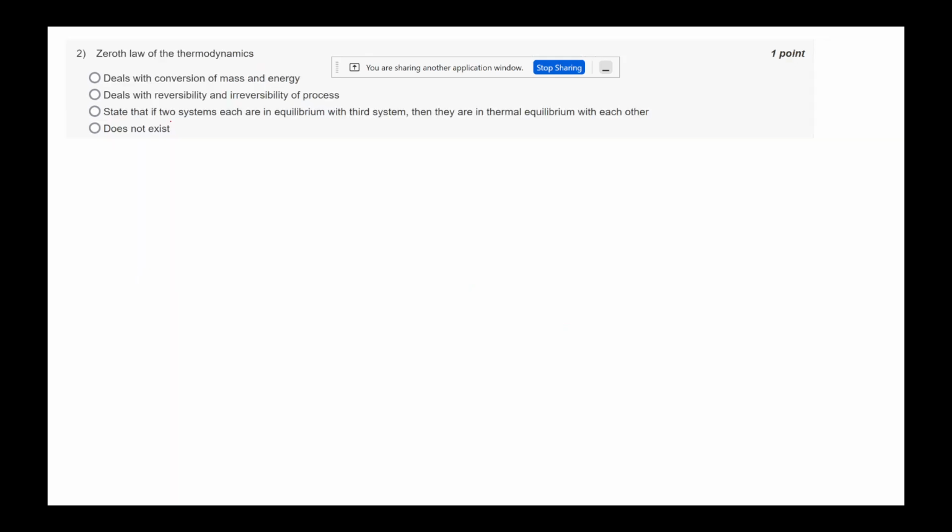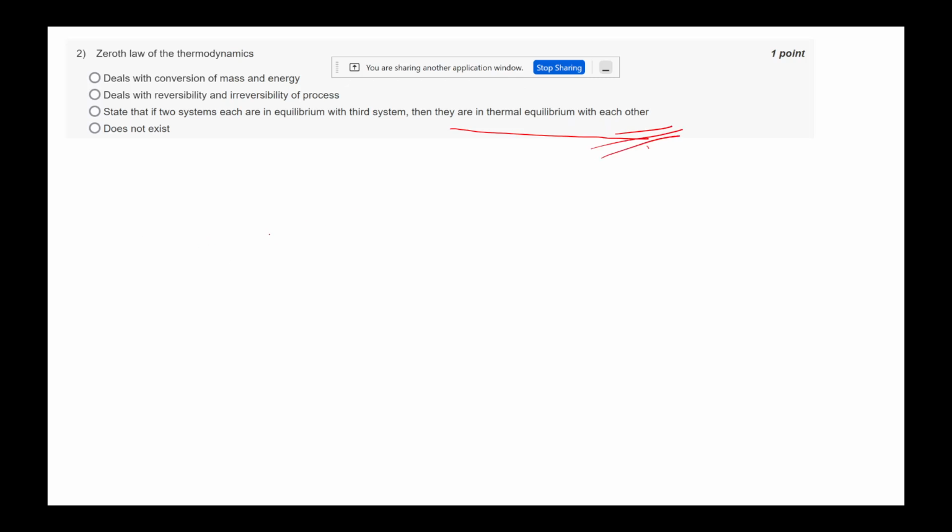So this problem says zeroth law of thermodynamics deals with conversion of mass and energy, deals with reversibility and irreversibility of processes, or states that if two systems each are in equilibrium with a third system, then they are in thermal equilibrium with each other. I think this one, because we have discussed the zeroth law of thermodynamics in detail, Tathagato, in the first half. So that is the answer, self-explanatory.